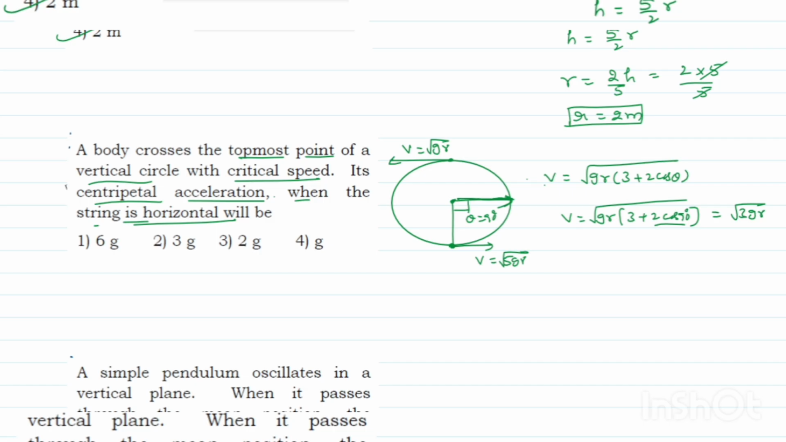So at this point, the centripetal acceleration they are asking about acts towards the center. So a_c equals v square by r. The v square value is 3gr, divided by r, and r gets cancelled. So the centripetal acceleration value will be 3g.